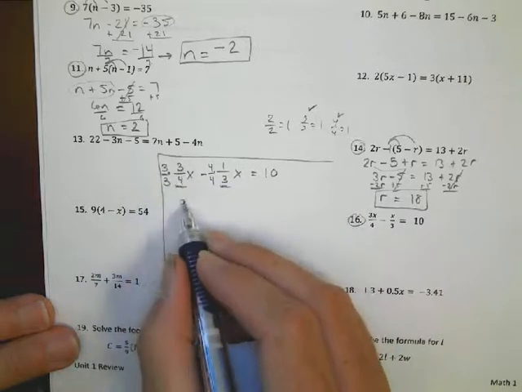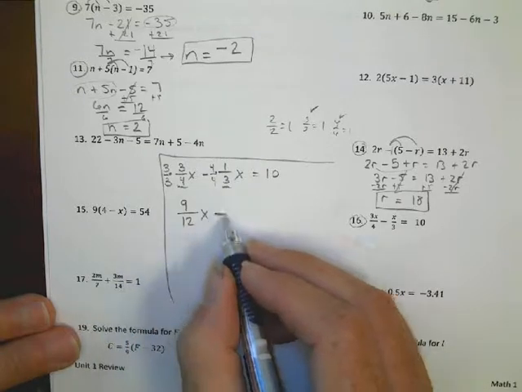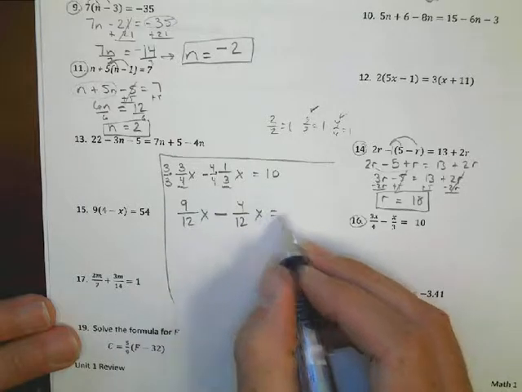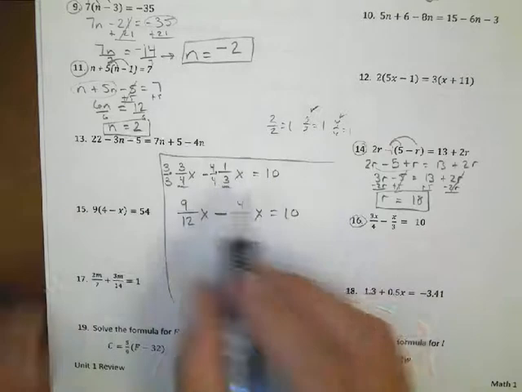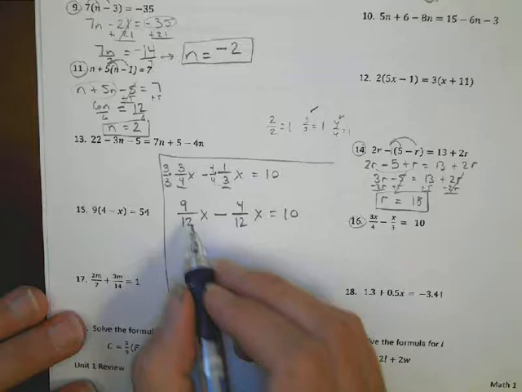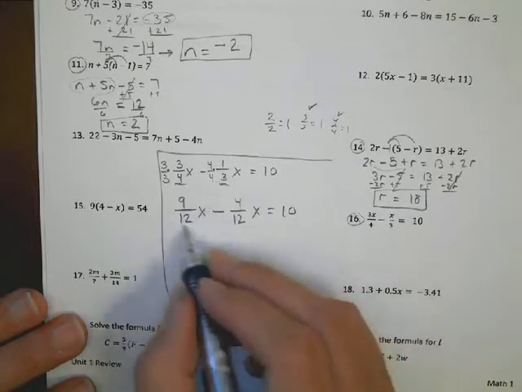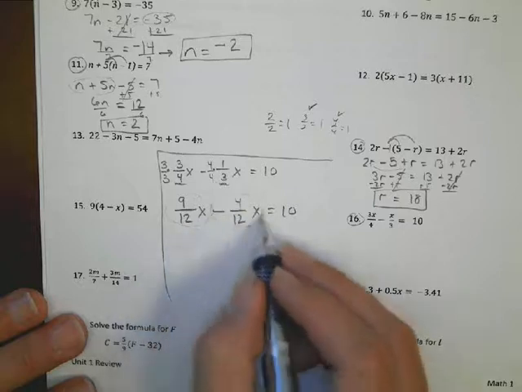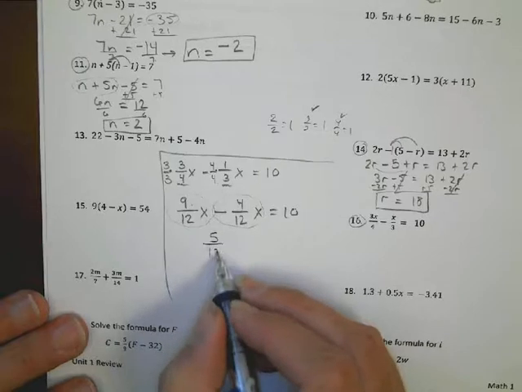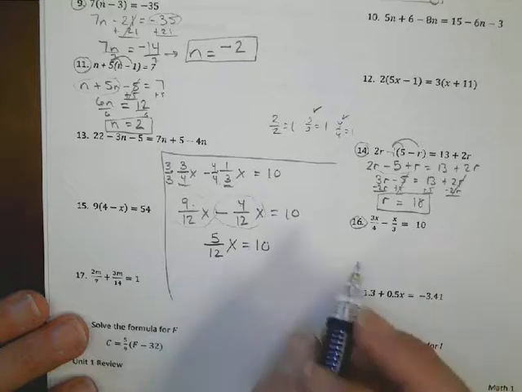So let's rewrite this then. 3 times 3 is 9, and 3 times 4 is 12, so I have 9/12 minus 4 times 1 is 4, and 4 times 3 is 12, x equals 10. So now I've converted these two fractions with different denominators into fractions with the same denominator, 12 and 12. Now I can just do some math and combine terms. I have 9/12 minus 4/12. 9 minus 4 is 5. The denominator stays the same, and I keep my x there, equals 10.